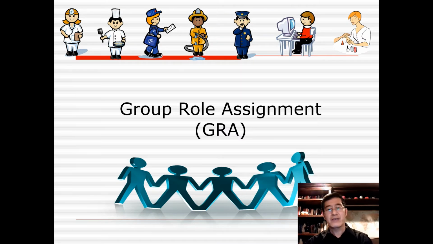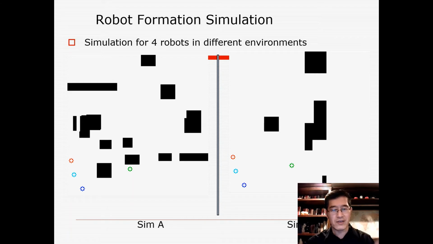So the next step is the group role assignment. In the process, group role assignment comes after role negotiation and after agent evaluation. So now suppose the agent evaluation has been done, we can conduct group role assignment. So this is what it is. We can see, and that's our simulation.